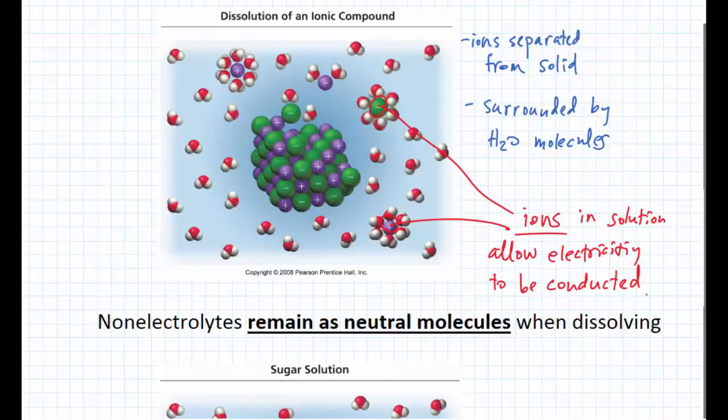At the negative electrode, you have an excess of electrons that can be donated into the positive ions. And then the negative ions are attracted to the positive electrode. They can actually give their electrons away to that positive electrode, and that continues the circuit. So that pattern of electron transfer within those ions, but it has to be ions in the solution in order to allow electricity to be conducted.